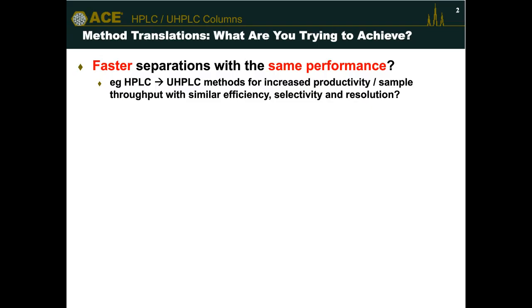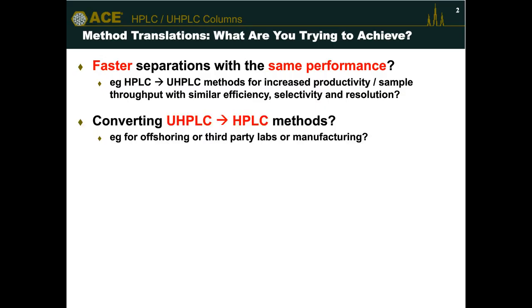There are other things that we may want to do. We may want to transfer a method from HPLC to UHPLC, or we could just look at speeding up an HPLC method or potentially a UHPLC method as well. Perhaps we want to go the other way. In our lab, we have a lot of UHPLC systems, but we want to outsource the work. We want to use a different company for the manufacture of the product, and they don't have the same liquid chromatography capabilities. So maybe we want to transfer our method from UHPLC to HPLC.